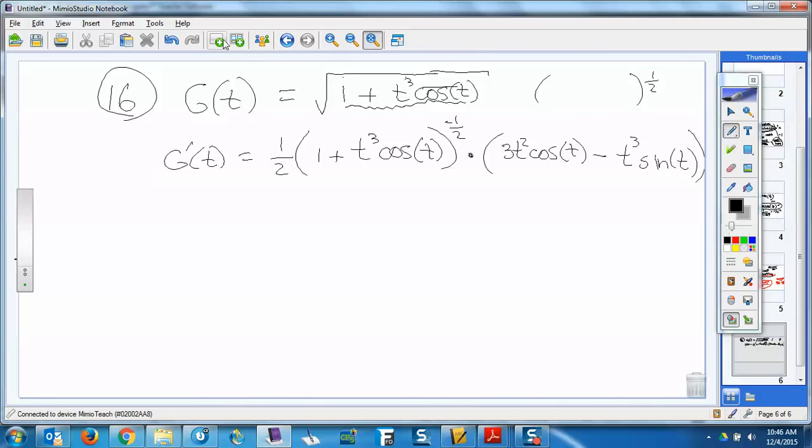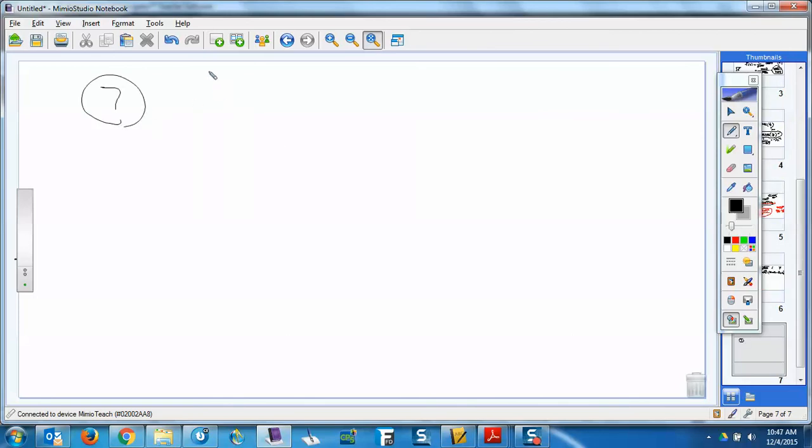Number 7. Read it to me. W equals e to the u squared. The whole thing squared or just the u? Just the u. Okay? So it's more like this, really. Okay? Times tangent cube root, which would be u to the 1/3, right? Like so. All right, so how do we start this one?